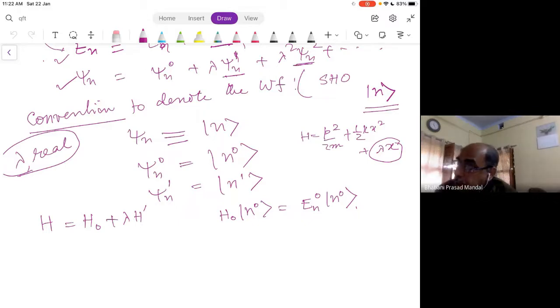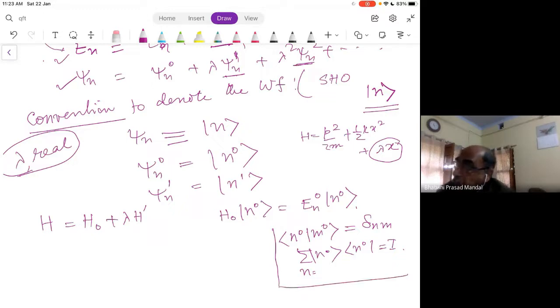Okay. So this is the solution, and this is a complete solution. N0, M0, they will follow the orthonormality properties. They will also follow the normalized completeness relation, sum over all n should be 1. So these are the familiar properties, orthonormality and completeness. Please remember those things, they will be used very frequently.